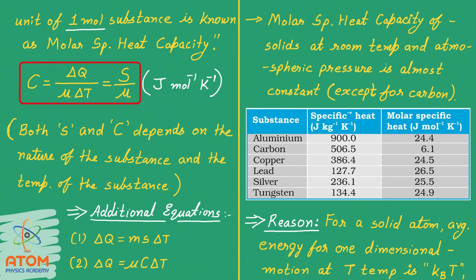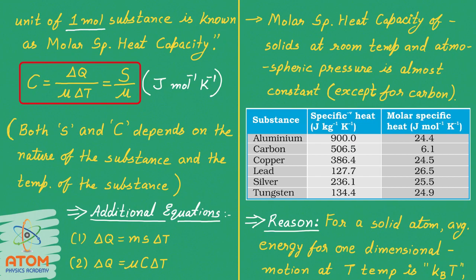So let me explain again. The amount of heat required to increase the temperature by 1 degree Celsius of 1 mole of substance is known as molar specific heat capacity. Note that if you put here 1 kg, then it becomes only specific heat capacity, but when you put 1 mole, then it becomes molar specific heat capacity.